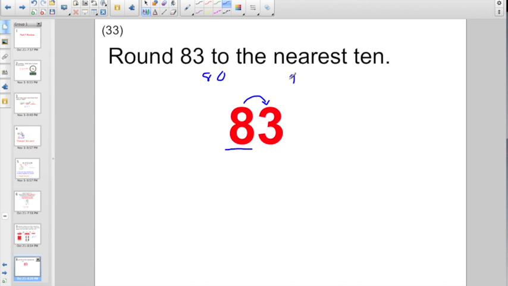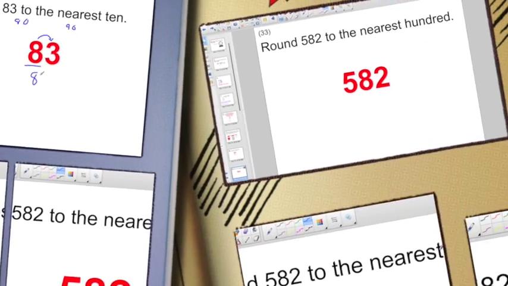Because the neighbor to the right is only 3, I'm not going to round them up. I'm going to keep them as 8. Change that other digit into a 0. 83 is closer to 80 for rounding purposes.